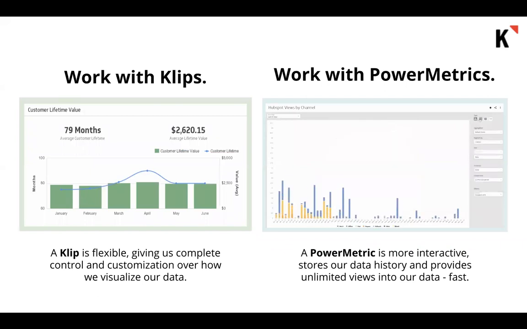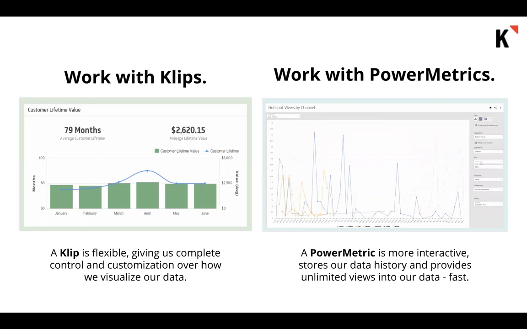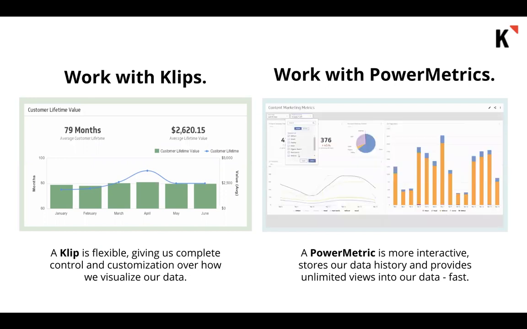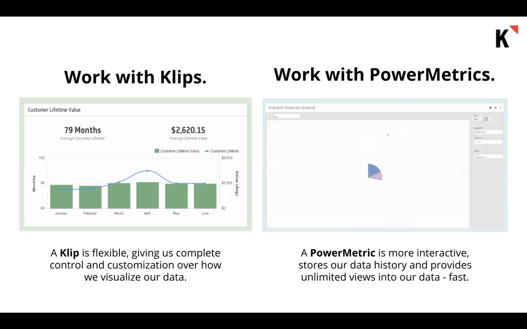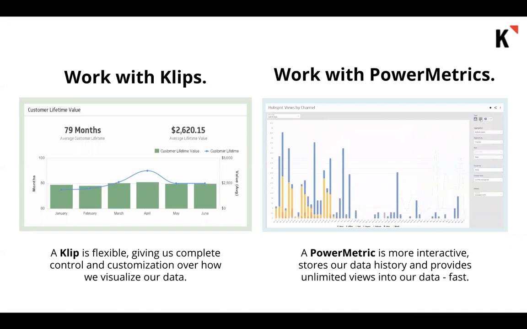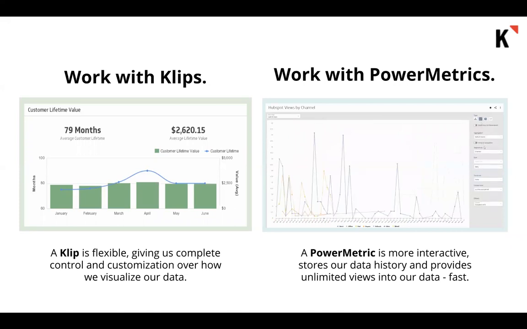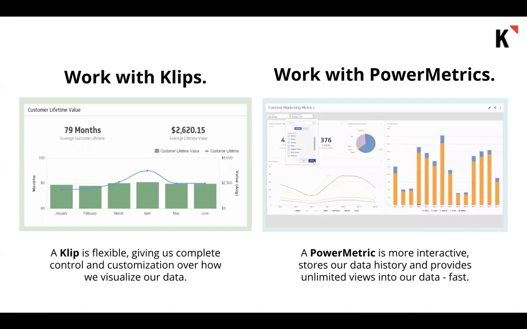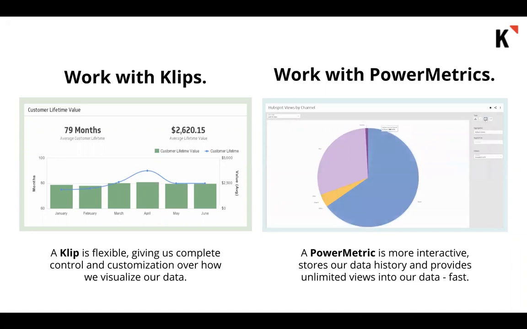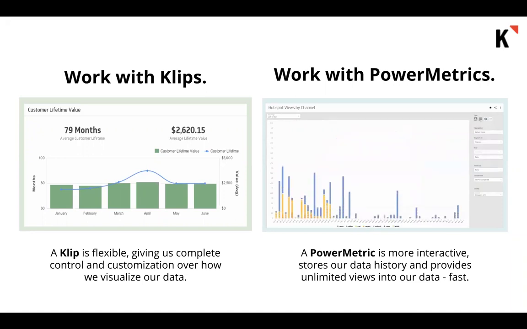We're building a dashboard out of Klipfolio's two building blocks. On the left-hand side, we have clips. A clip is flexible. It gives us complete control and customization over how we visualize our data. This is our completely customizable, completely from-scratch way to visualize your data. We also have power metrics. A power metric is more interactive, it stores data history, and it provides unlimited views into our data quickly. This is the plug and play option.